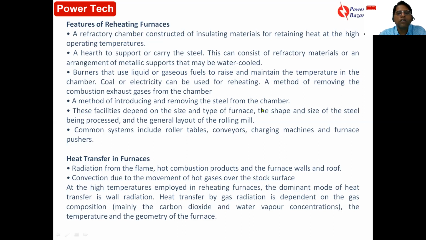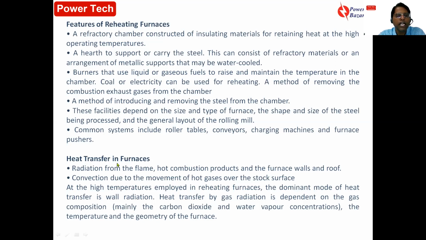Based on the size and shape of the steel to be processed, the size and type of furnace is also different. And based on the general layout of the rolling mill, the size and type of furnace has to be different. The common systems also include roller table, conveyor, charging machine, and furnace pushers. So these are the major important features and characteristics of a reheating furnace. The major components are refractory, burner, hearth, roller tables, conveyor, charging machine, and furnace pusher.